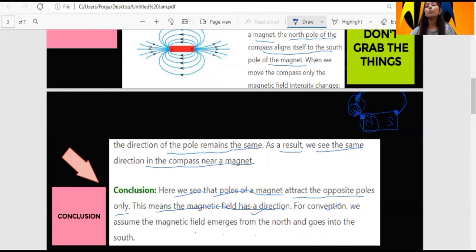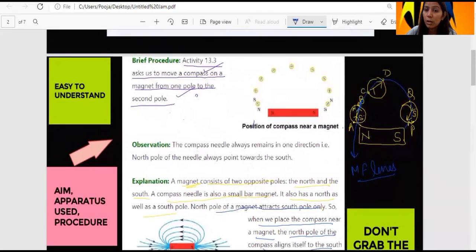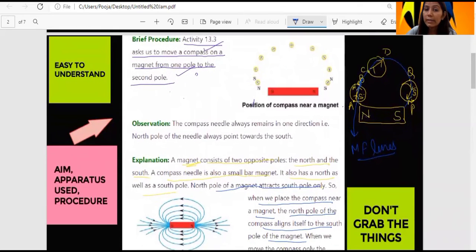So this is the conclusion of today's activity number 13.3. I hope that you have got it and I have made you understand. So what is the observation you are having? The compass needle always remains in one direction. It always stays in one direction, either north or south.